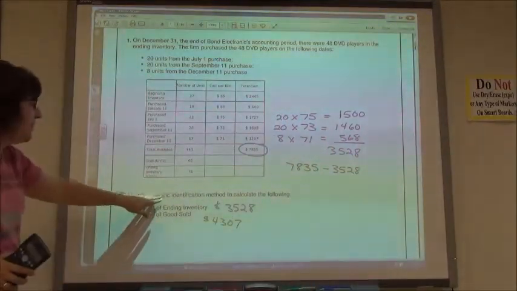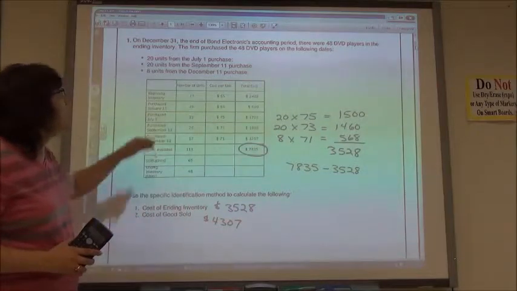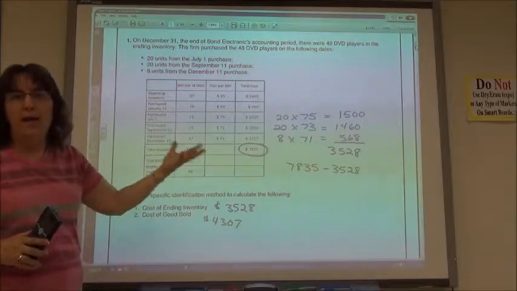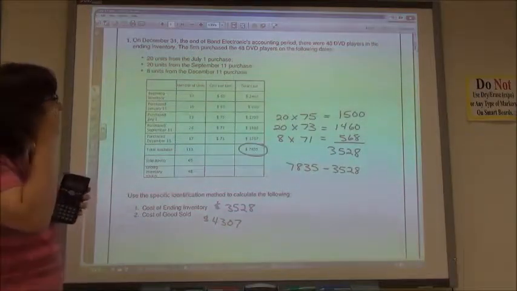So we're using the specific identification method, which just means each of these items, I'm looking to see what I paid for each of them so I can determine then what the value of my inventory is.